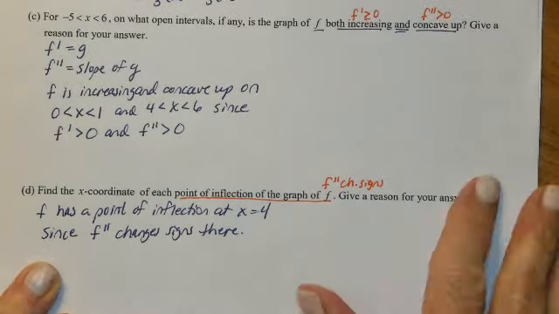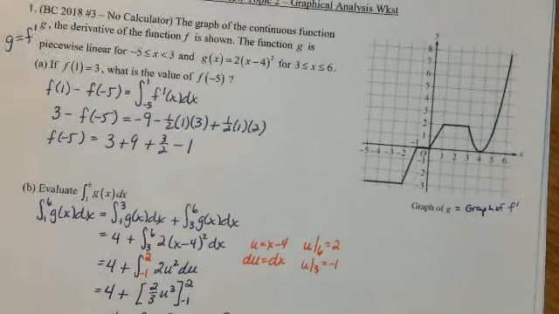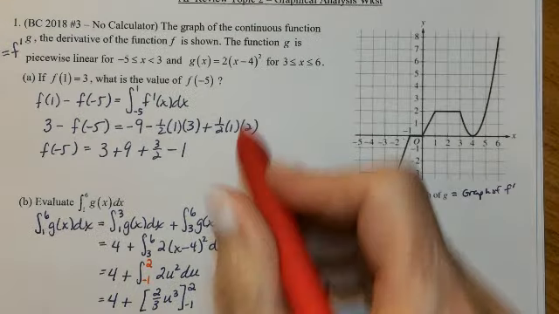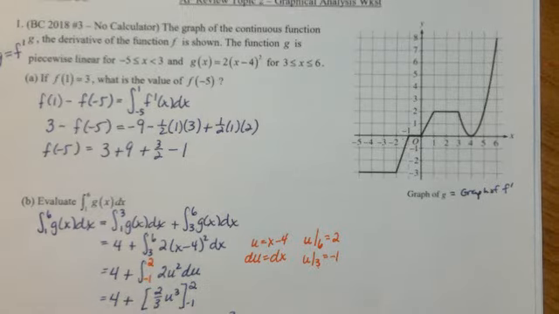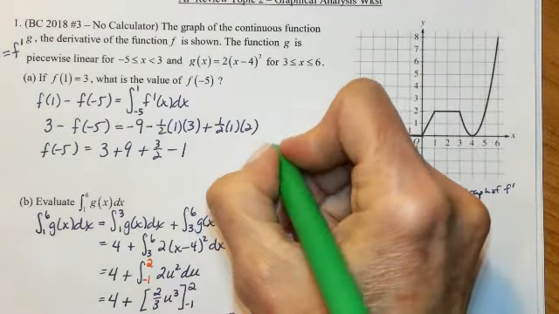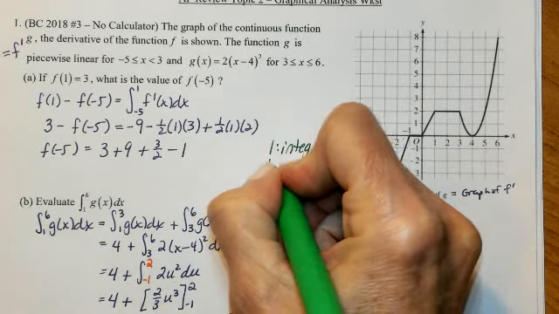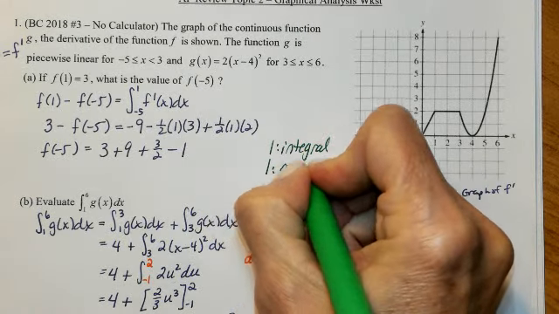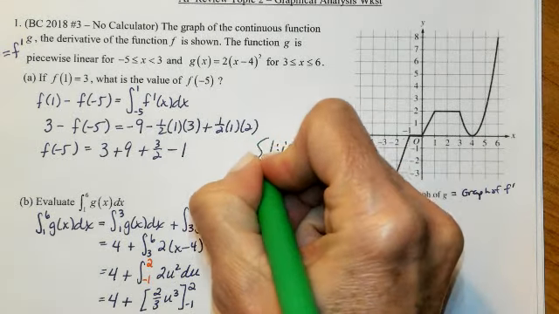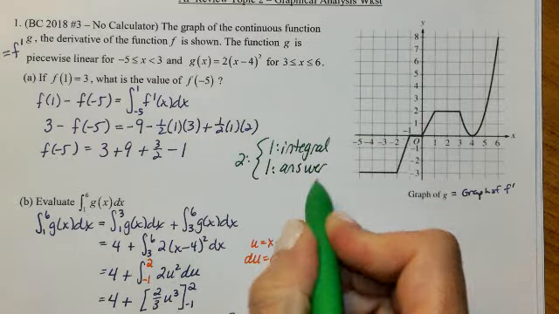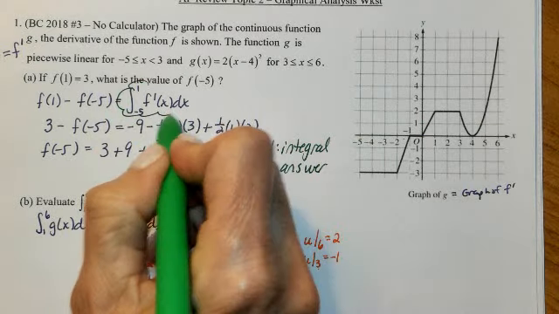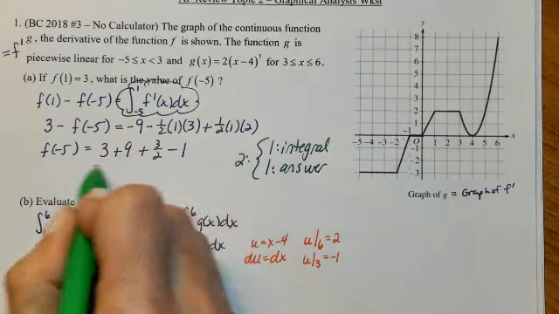Okay. Let's look at how AP scored this. The readers scored this. In part A, they gave 1 point for the integral and 1 point for the answer. So a total of 2 points. So 1 point for this integral right here and 1 point for your answer.